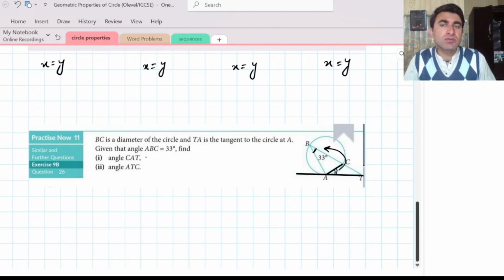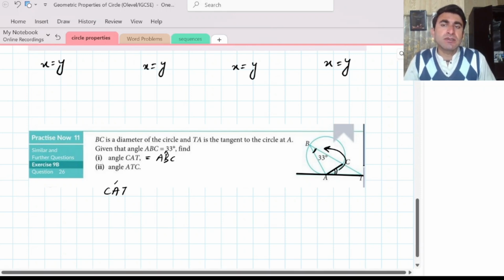Angle ABC equals angle CAT. So angle CAT must equal 33 degrees. That was the first one.